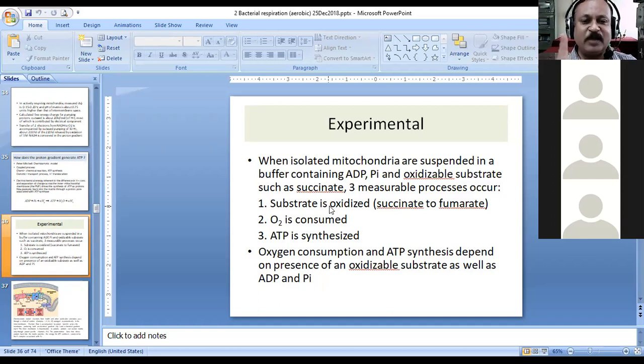Then the next thing we are going to determine is how much of the oxygen is consumed from that system, because oxygen is going to be used up in respiration as a terminal electron acceptor. And the third thing that we are going to measure is how much ATP is synthesized in the process. So what are the three things we are going to measure? One is how much of the substrate is oxidized, then how much oxygen is consumed, and the third one is how much ATP is synthesized, right?